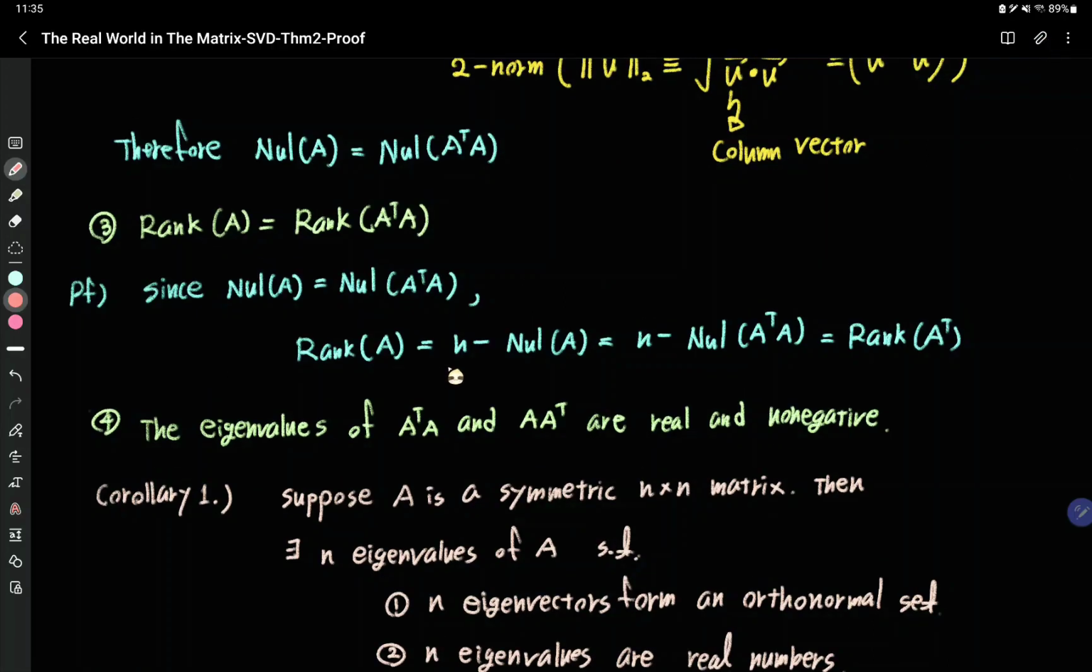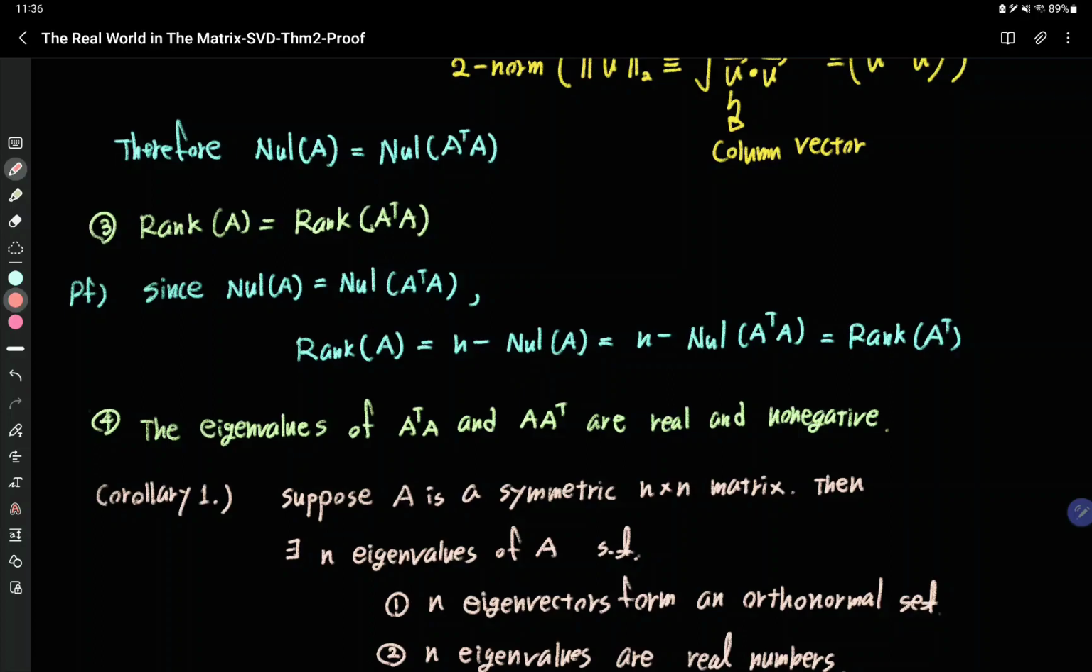Here the n is the number of columns in matrix A. Okay, so then we can say that rank of A is equal to n minus nullity of A. Keep in mind, rank of A plus nullity of A must be equal to the number of columns in matrix A.